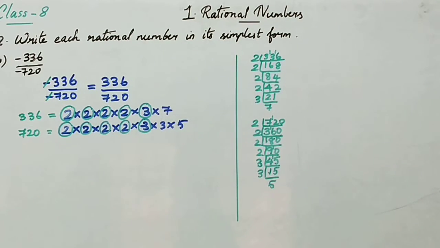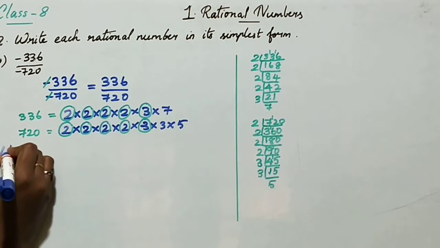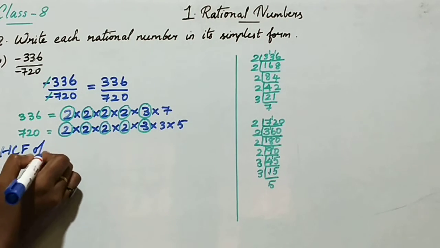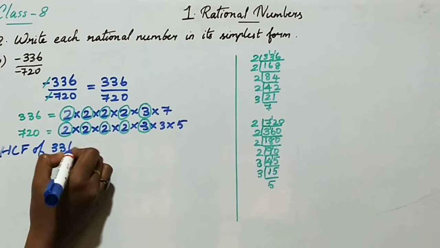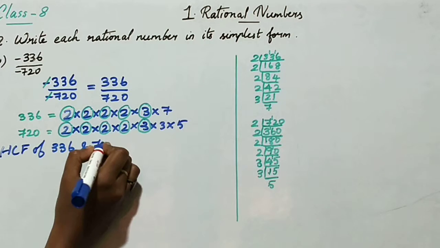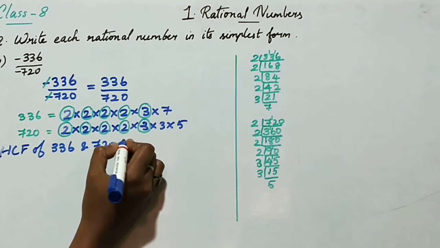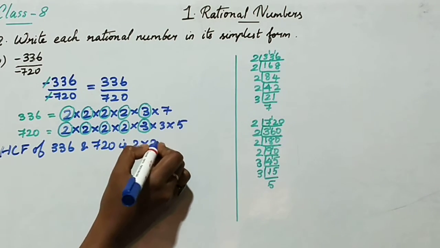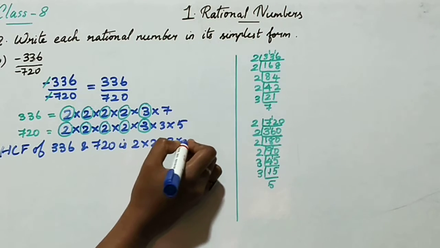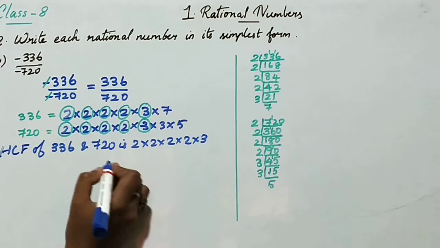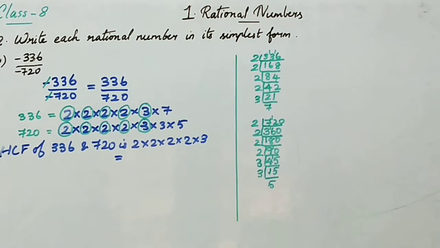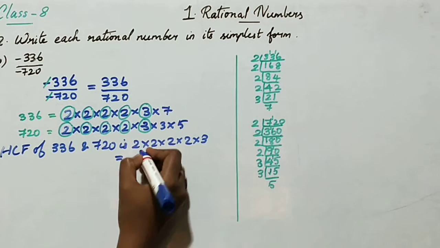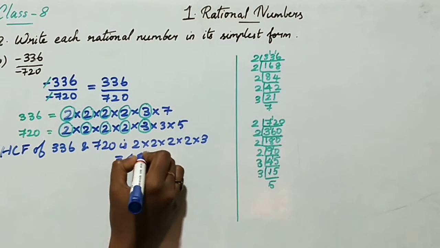So I can write HCF of 336 and 720 is 2 into 2 into 2 into 2 into 3, right? Which is equal to, so 2 into 2 into 2 into 2 into 3, right? So what is that? 48. So if I multiply this, I'll be getting the HCF as 48.